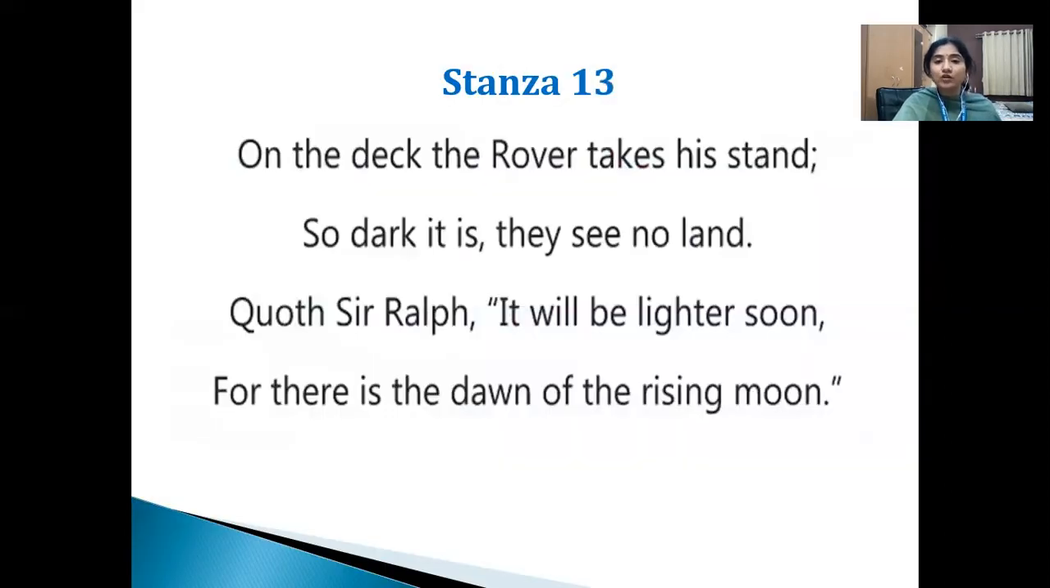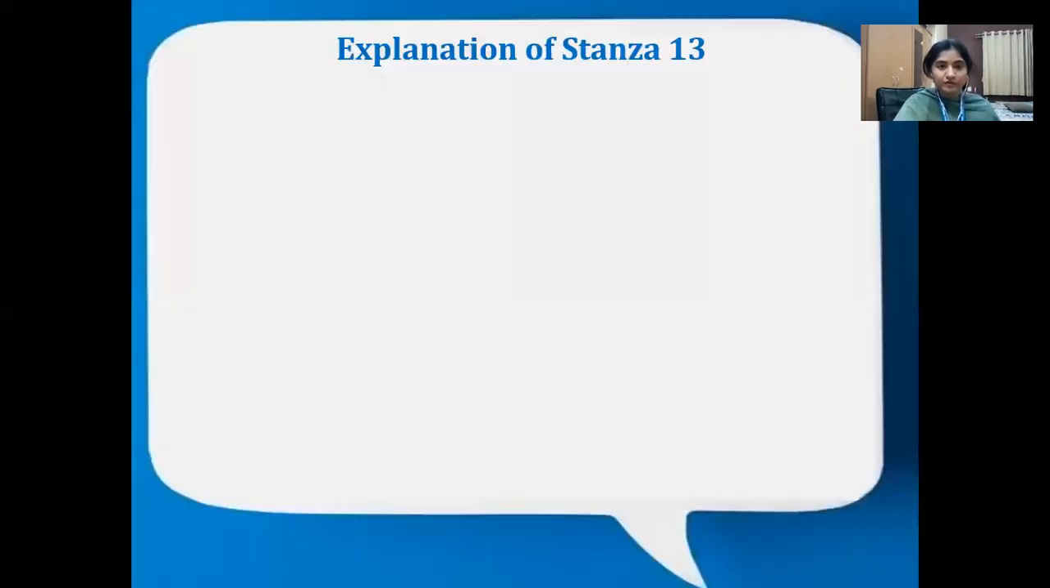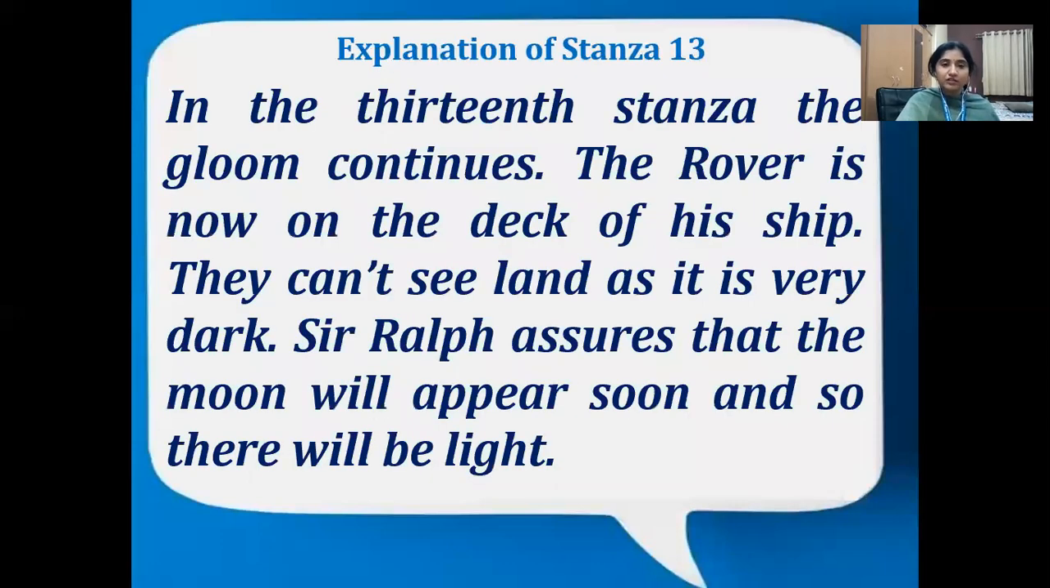On the deck the rover takes his stand. So dark it is, they see no land. Quoth Sir Ralph, it will be lighter soon, for there is the dawn of the rising moon. In the 13th stanza, the gloom continues. The rover is now on the deck of his ship. They can't see land as it is very dark. Sir Ralph assures that the moon will appear soon and so there will be light. In this stanza, inversion is used.